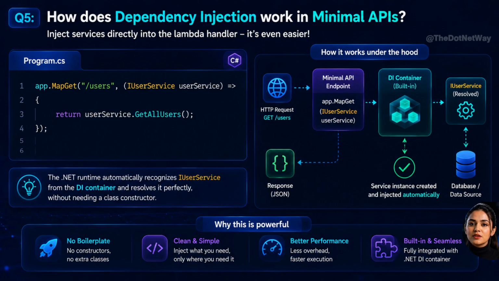In controllers, we use constructor injection. How do we inject services into a minimal API? It's even easier. You just inject the service directly into the parameter list of the lambda handler. The .NET runtime automatically recognizes IUserService from the DI container and resolves it perfectly, without needing a class constructor.